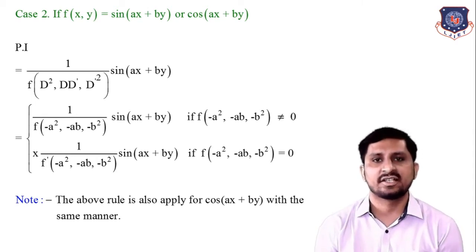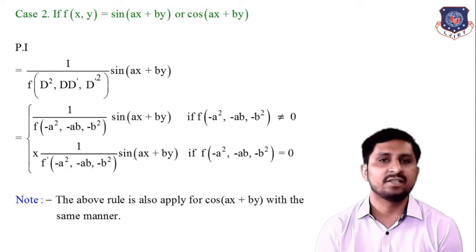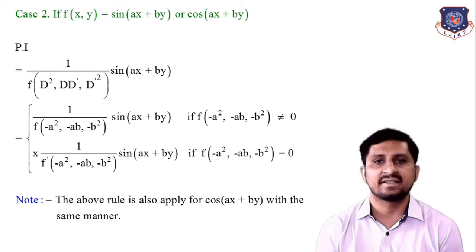This is Dr. Ankit Acharya, and as you all know, in the last lecture we discussed how to find the particular integral for case 2. And what is my case 2? Case 2 is when the function f of x, y is sin(ax plus by) or cos(ax plus by). In this case, instead of D square we take minus a square, instead of D D dash we take minus ab, and instead of D dash square we take minus b square.